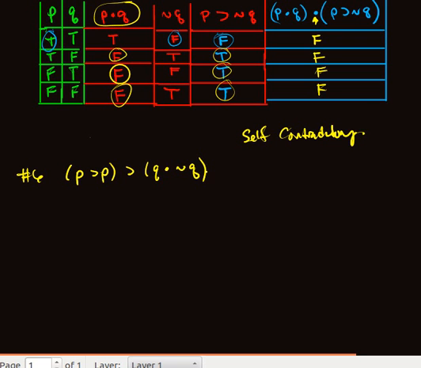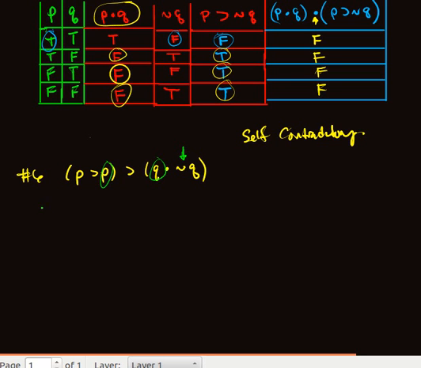Okay, so there are only two distinct letters here, P and Q. The negation is just the inverted truth value, and it's not a unique letter. So just be mindful of that.